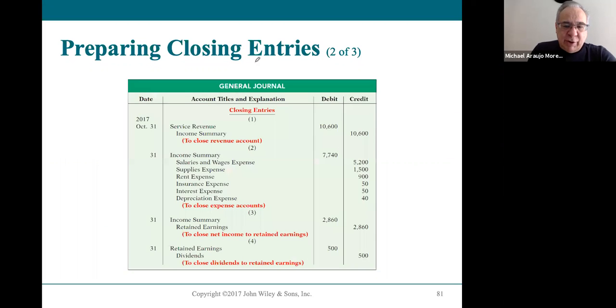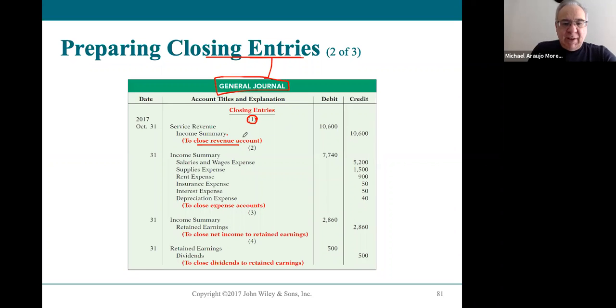This is what it looks like in the journal. Again, if you hear the word entry, you know the entry point in accounting is the journal. Everything starts with the journal. Okay. So again, your very first thing that you do is close your revenue account. That's always the first thing. So to close the revenue account, you debit the revenue account so both sides are equal. That now has a zero balance. You move that into income summary.